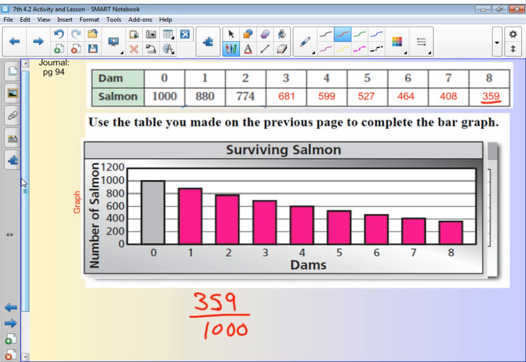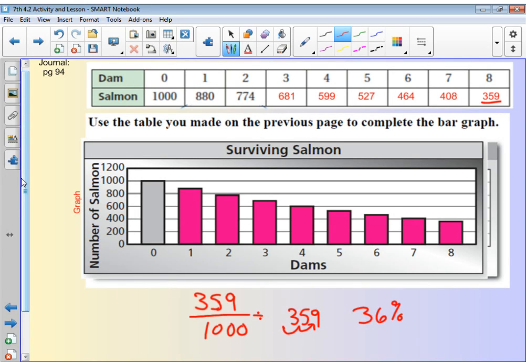Okay, so if we were to change that into a percent, we'd have to change it to a decimal first. So we're going to read it as 359 divided by 1,000 on our calculator. And that gives us 0.359. So now if we change it to a percent, we're really going to go over 2. It's about 36%.